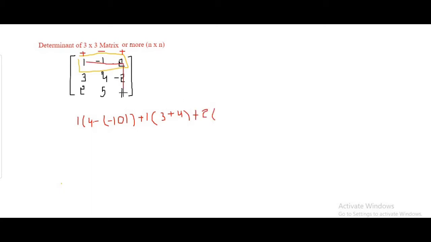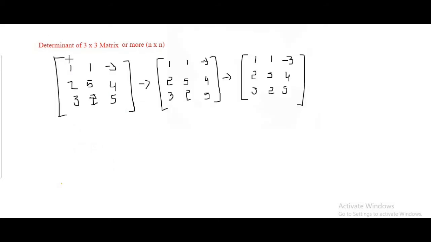And the last element, 2 times the remaining 2 by 2 matrix. 5 times 3 is 15, and 4 times 2 is 8. 15 minus 8. So 1 times 14 plus 1 times 7 plus 2 times 7 is 14. Actually, I forgot the 2, so the answer should be 35. 14 plus 7 plus 14.